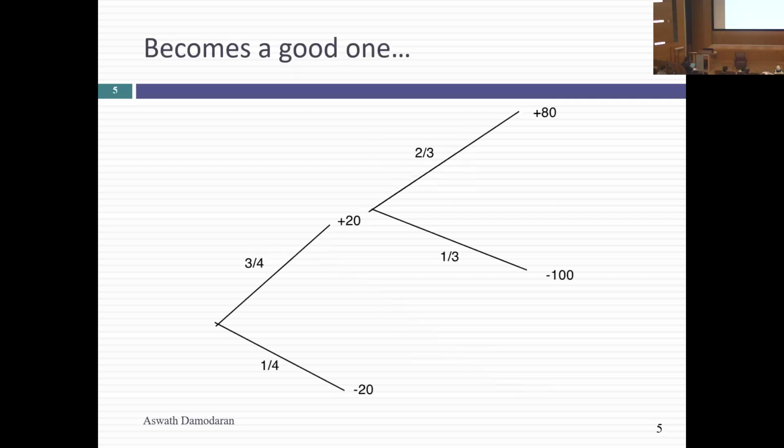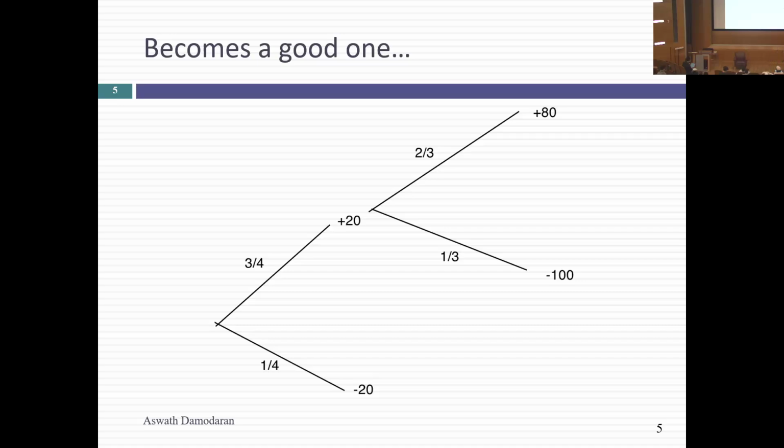Now I'm going to take this investment and break it up into two smaller parts. So first investment, you have a 75% chance of succeeding, and if you do, you make plus 20. There's a 25% chance of losing, in which case you lose minus 20. If you make the plus 20, you continue.